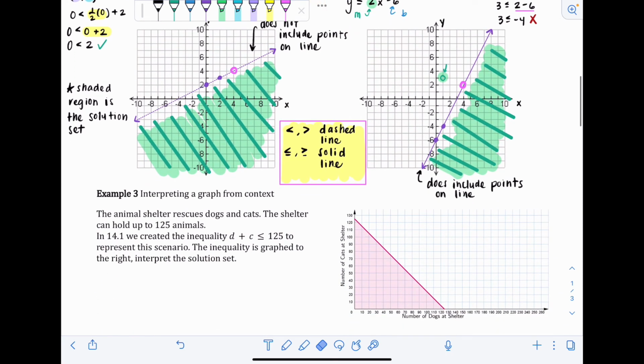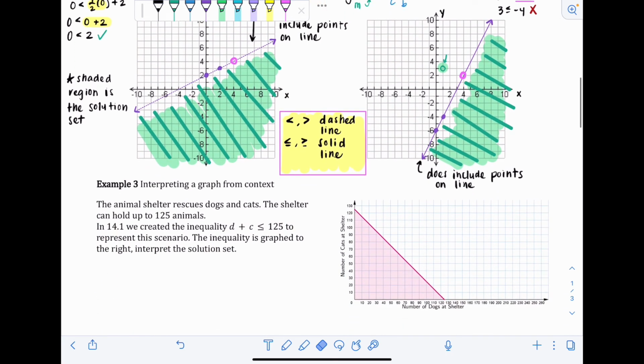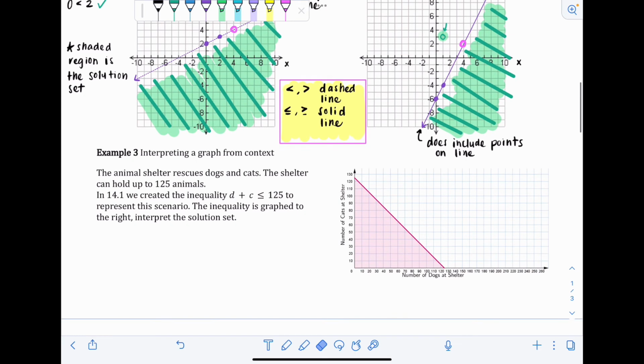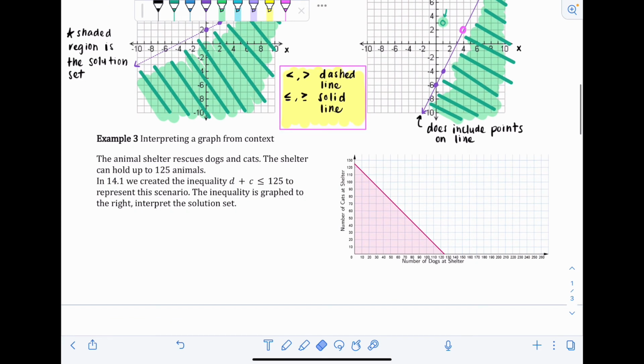Okay, so example 3, this is the last one from 14.2. So this is interpreting a graph from context. This is the same problem that we did at the beginning of 14.1, so we're taking it to a new level. The animal shelter rescues dogs and cats. The shelter can hold up to 125 animals. In 14.1, we created the inequality D plus C is less than or equal to 125 to represent this. The inequality is graphed to the right, and we just want to interpret the solution set.